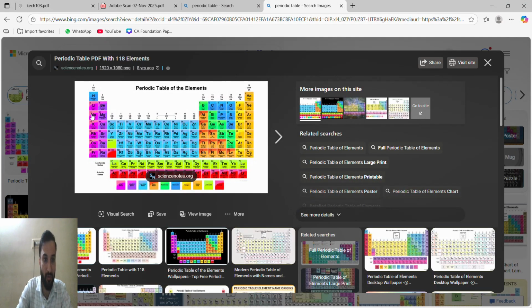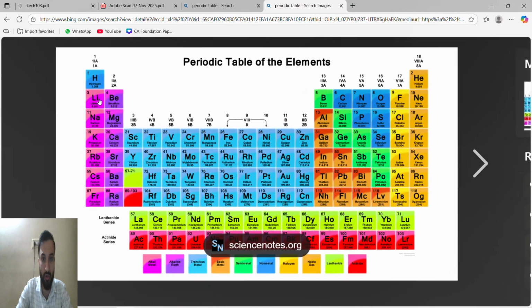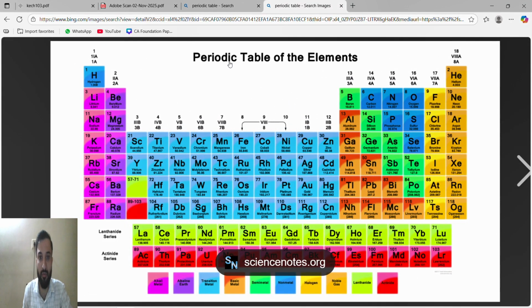Okay, let's zoom in on this. So see, if you look at this final periodic table, the very important thing is that the periodic table is a chart. This is a chart that organizes all the known chemical elements.